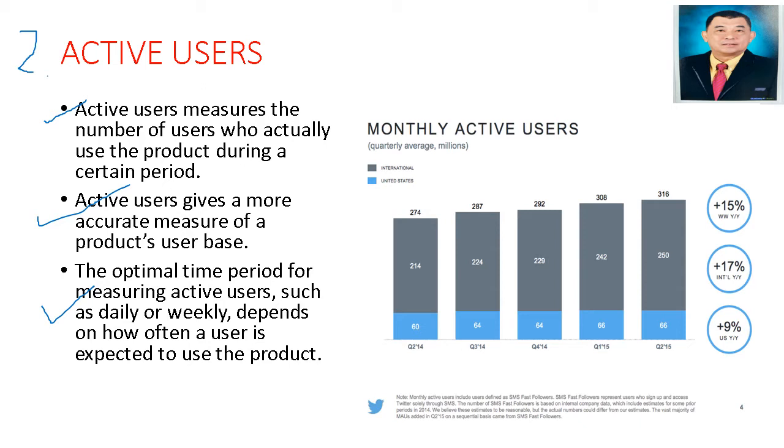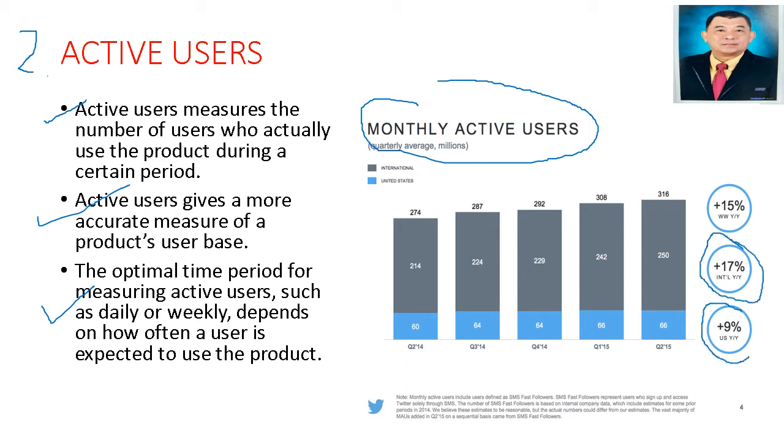So in this example, this is monthly active users. You can see that this is a US-based company that has international and domestic users, which is inside the US. So you can see here that this one is yearly, okay?